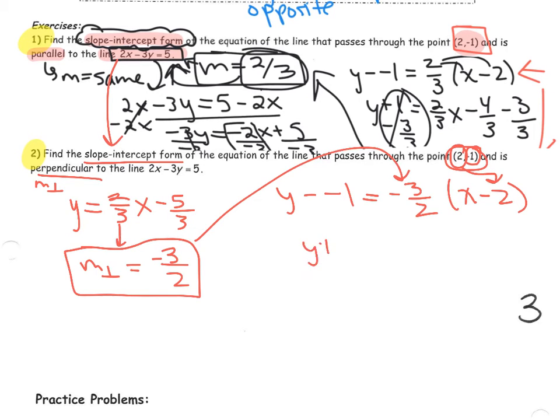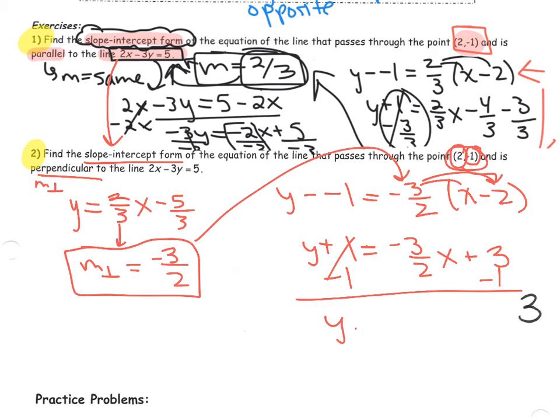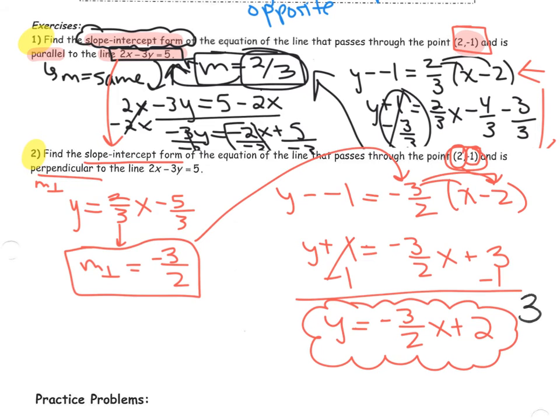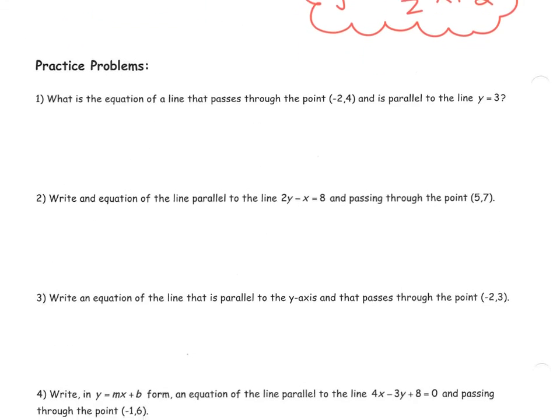Okay, I have y plus 1 equals -3 over 2 x, distribute, plus 6 over 2, which is just 3. And I'm just going to subtract the 1 on both sides. So I have y equals -3 over 2 x plus 2. And there's my equation. Find the slope-intercept form of the equation that passes through the point and is perpendicular, all right, to the line. So there you go. Let's flip over to the next page. So now we're on page 4.